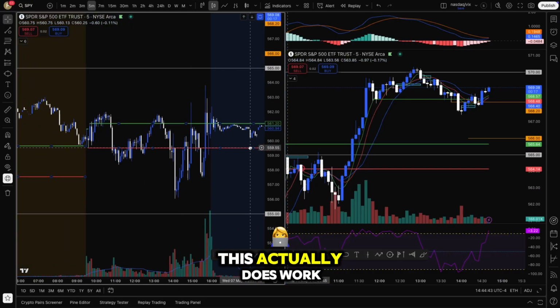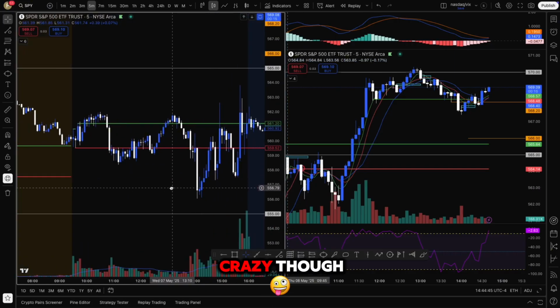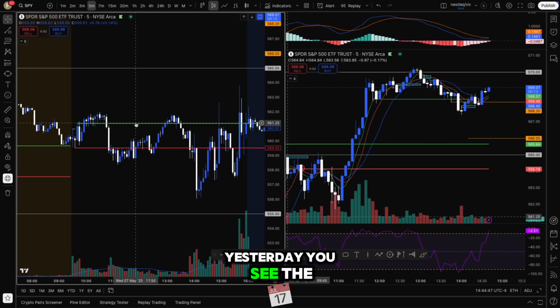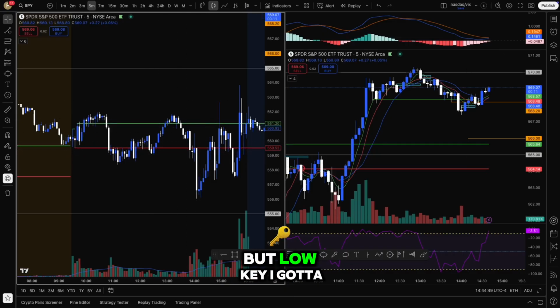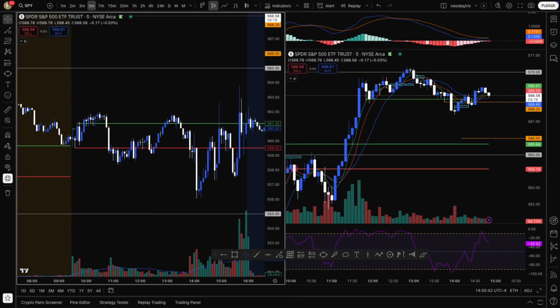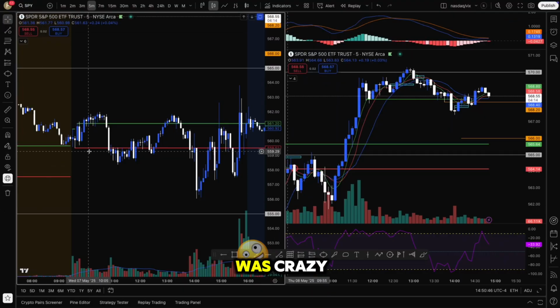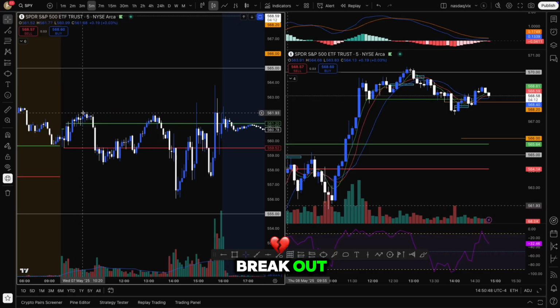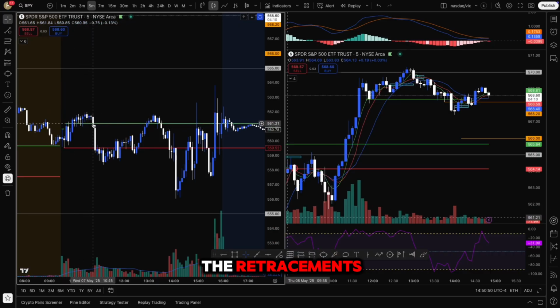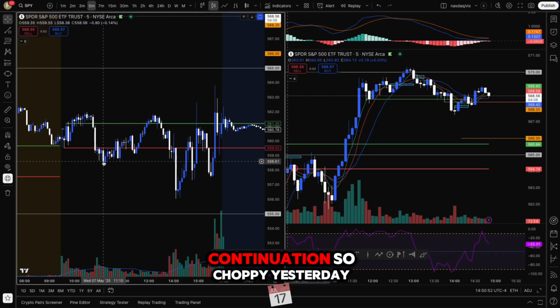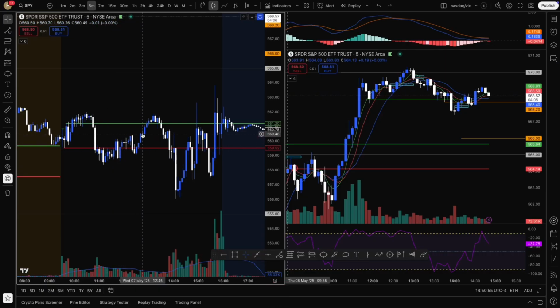And for instance, this actually does work. Yesterday was a little crazy though. Yesterday, you see the movement, it was kind of terrible. But low key, I gotta be back. Yeah, my fault. I had to take a McDonald's break. But basically, it was crazy. Just because we did break out, but then we did have the retracements, we just didn't have the continuation.